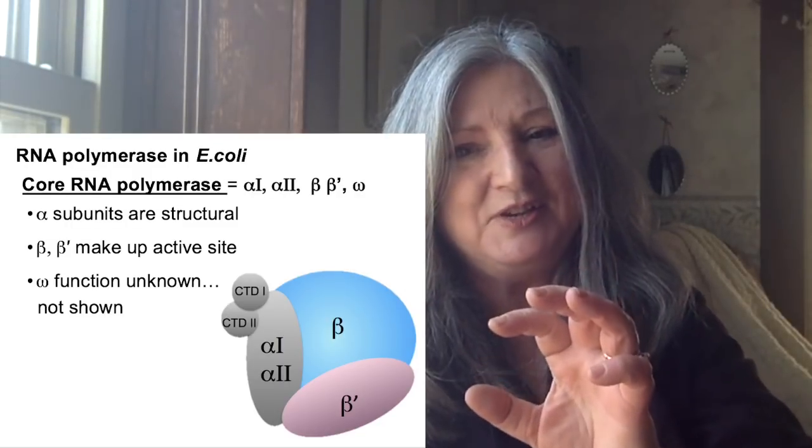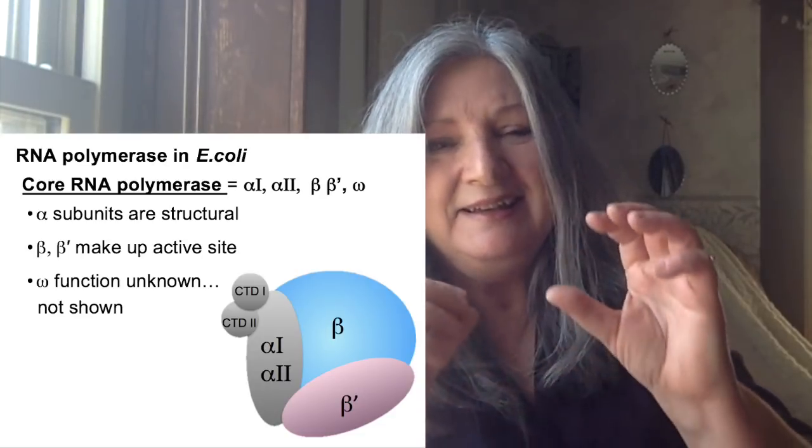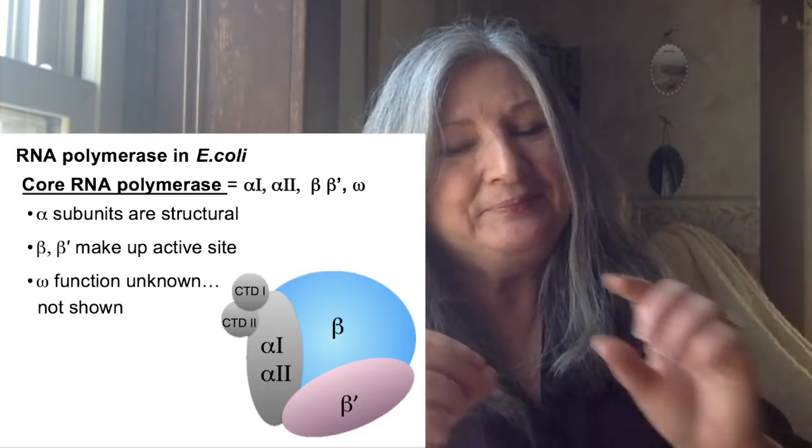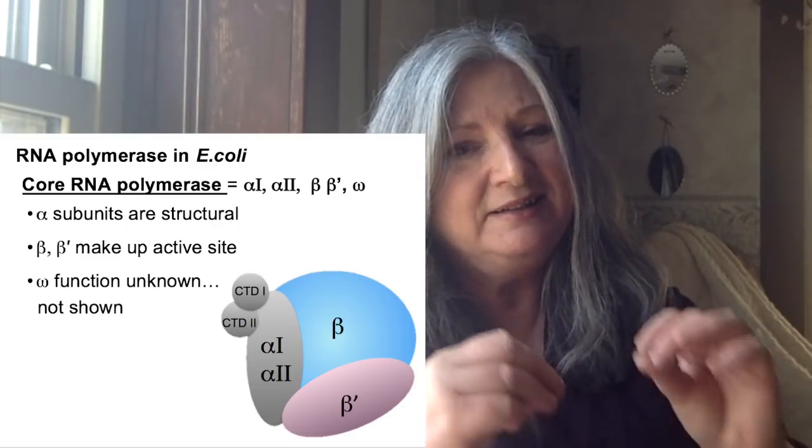These two round objects that we see on the alpha subunits are the CTDs, the C-terminal domains. These are very important for stabilizing the polymerase on the target DNA. We're going to look at that in just a minute.